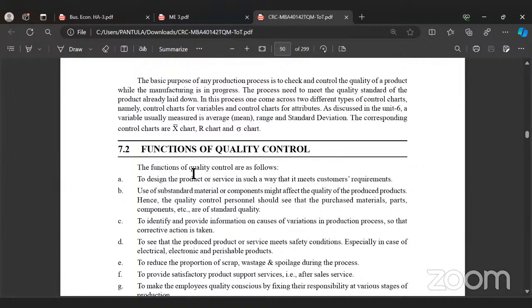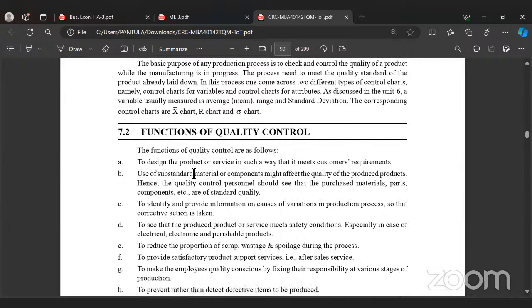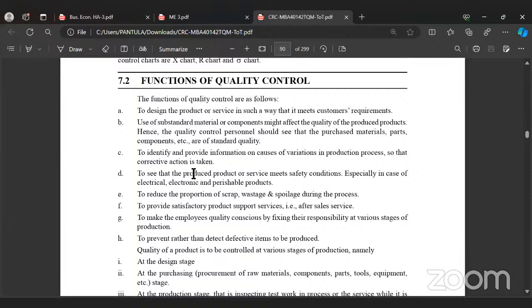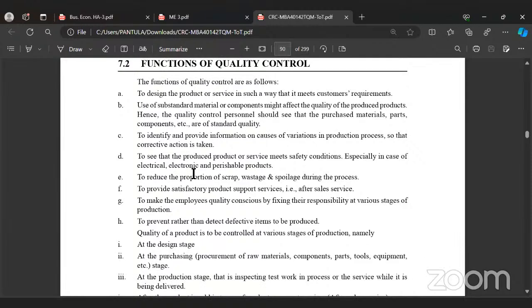The control charts are for variables and for attributes, as already discussed in unit 3. Variables measured means the average is the mean, range, and standard deviation, with corresponding control charts: X bar, R and sigma charts. So what are the functions of quality control?